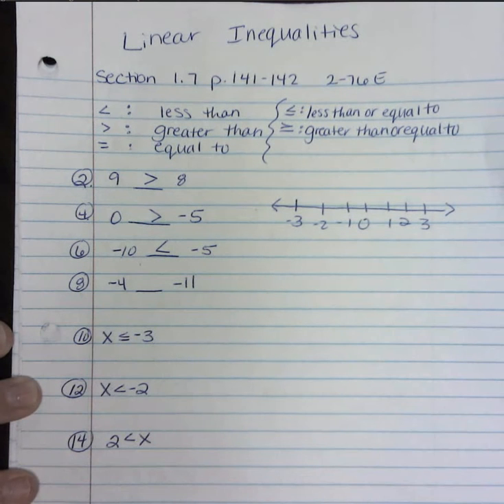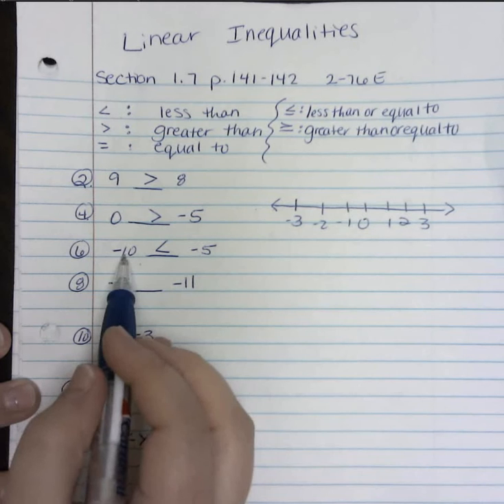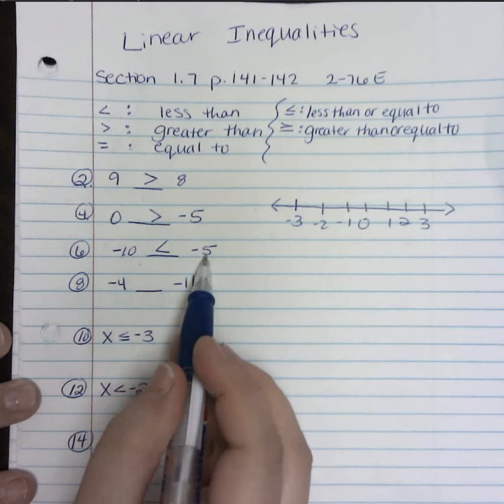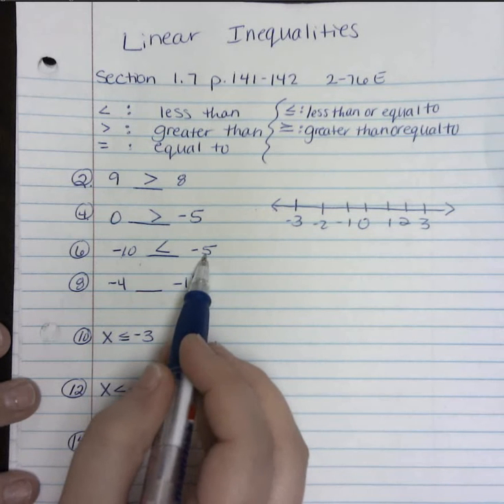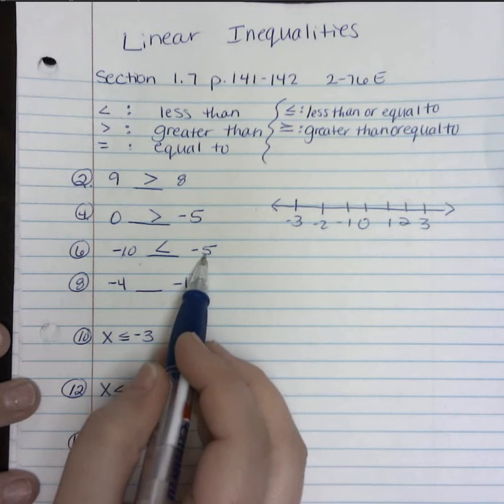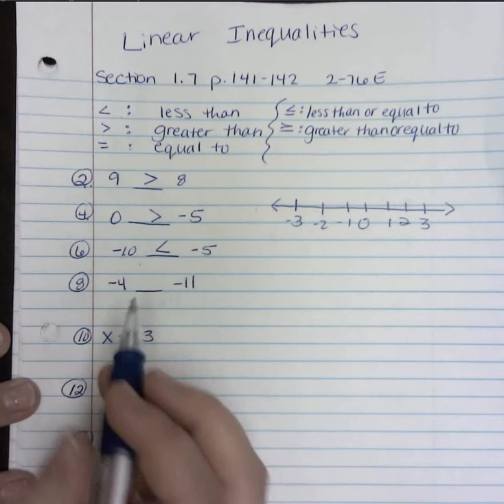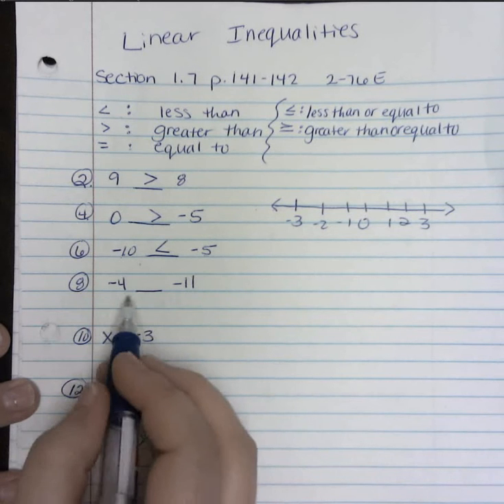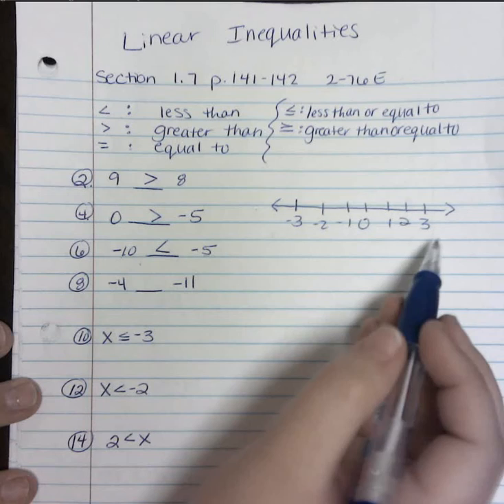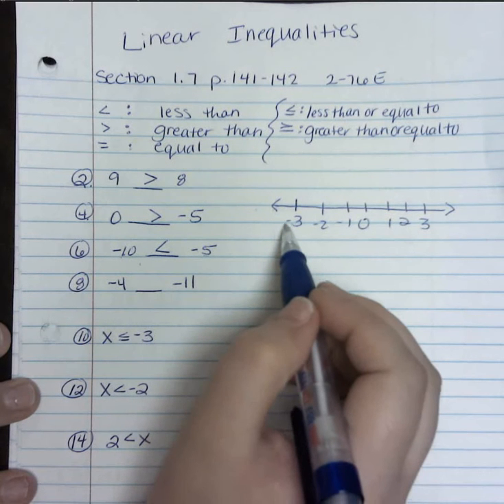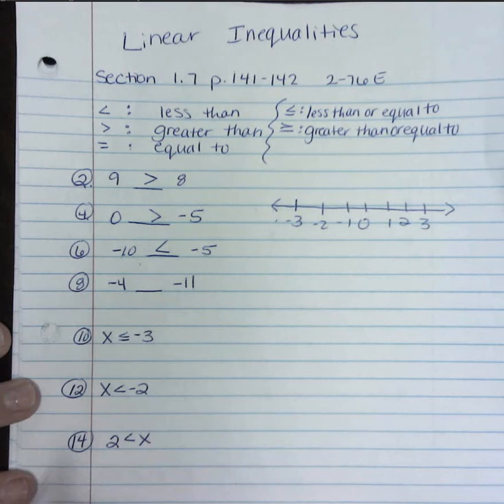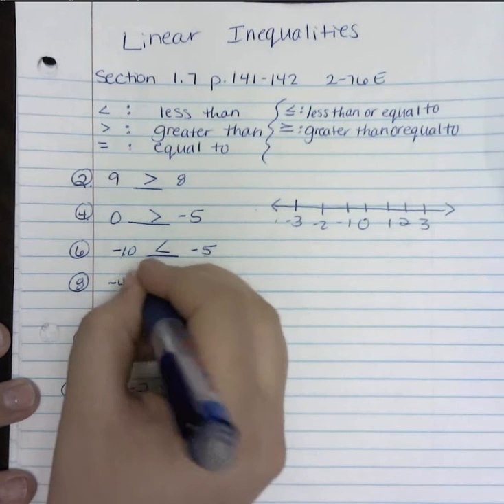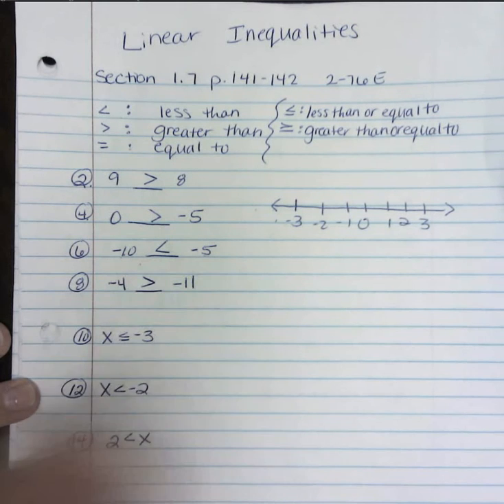Okay? You can also think of it as money. If you owe somebody $10 and I owe somebody $5, well, technically I have more money because I don't owe somebody as much as you do. I don't have as much to pay back. And then problem number 8, we have -4 and -11. Think of it the same way with the number line. The next number right after -3 will be -4, and then you have to go a ways to get to -11. So -4 is going to be larger than -11.